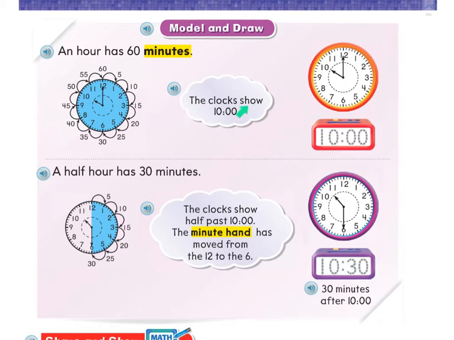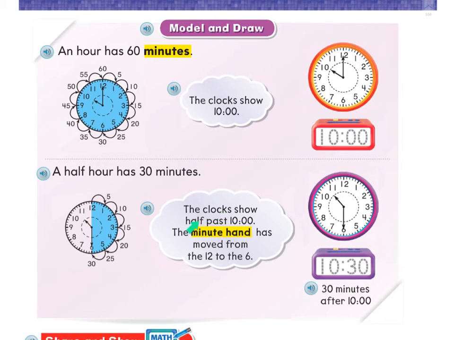This says the clocks show 10 o'clock. Okay, so this clock is showing 10 o'clock, this clock is showing 10 o'clock, and this clock is showing 10 o'clock. Okay, this says a half hour has 30 minutes. So here we see the minute hand is pointing straight down. The hour hand is between the 10 and the 11. And we see that by counting by 5s, we get to 30 minutes. So a half hour has 30 minutes.